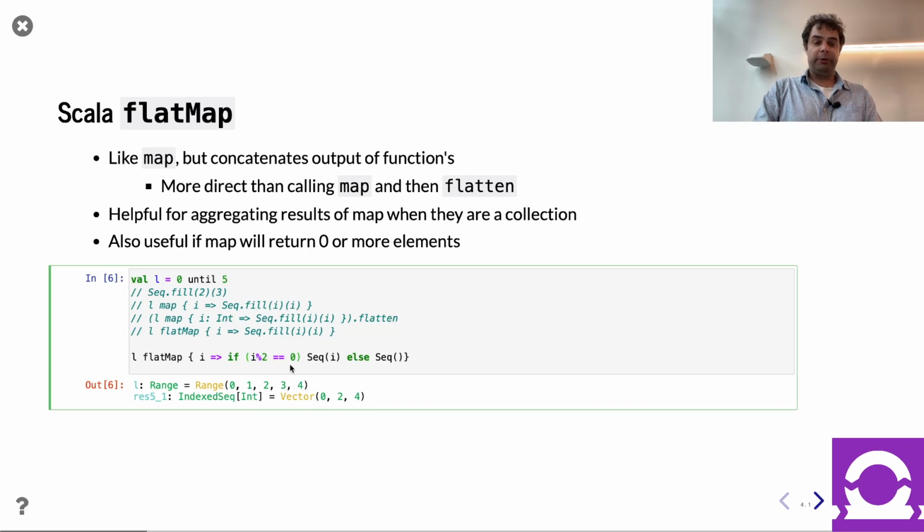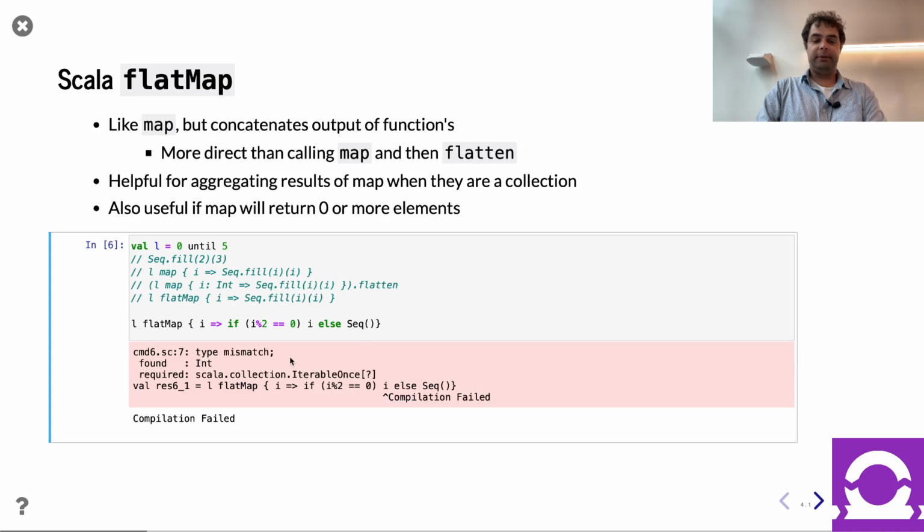I also want to highlight when you're working with flatMap, you often have to wrap your resulting thing as a collection, right? If I was to make this Seq of i, it would probably complain.